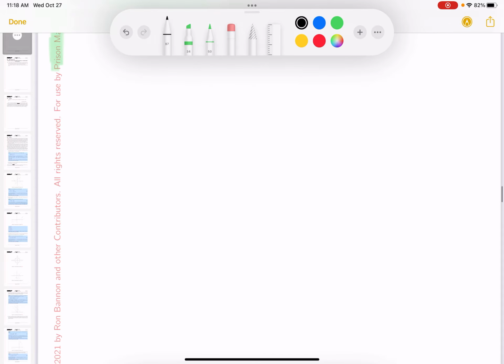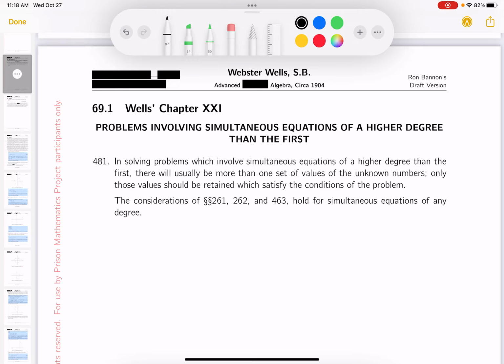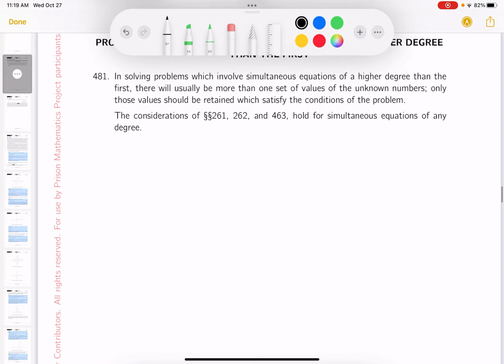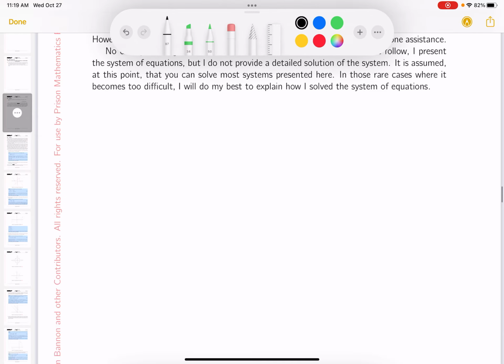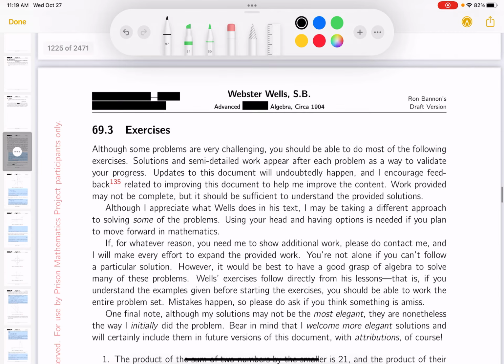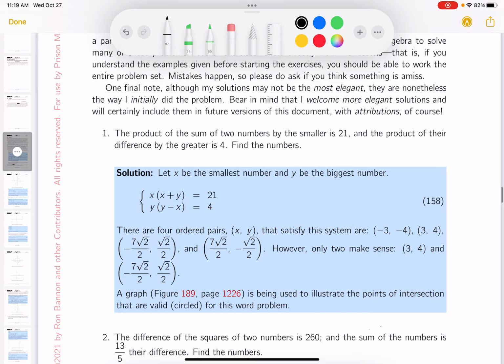Now, again, I said this section is like an exception to Wells's normal technique, but he does give an introduction. There's going to be more of these simultaneous equations of higher degree, but they're word problems, all right? He gives no examples whatsoever. So I'll talk about how I would do the homework.